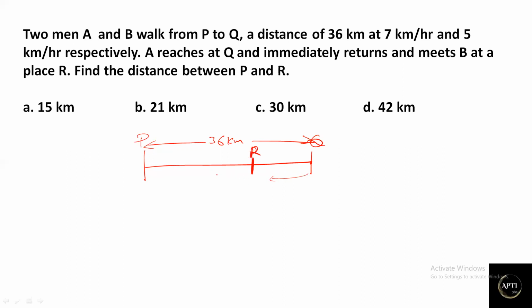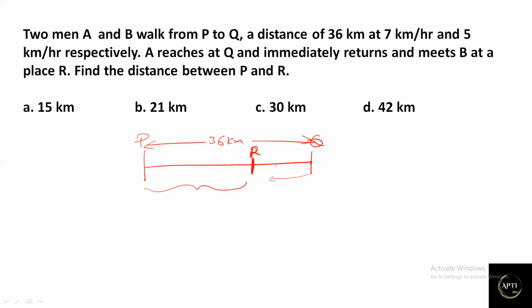Now, what will be the distance between P and R? We need to find this distance. Let's elaborate on the conditions given. The total distance is 36 kilometers. Person A travels from P to Q, and then returns back toward P. In between, he will meet another person B at point R.